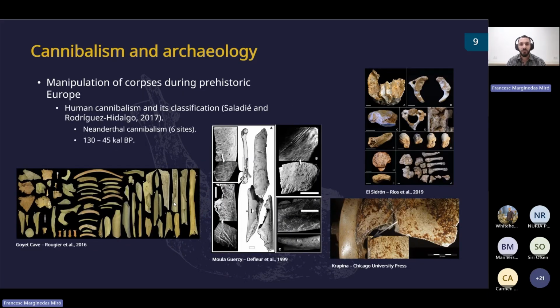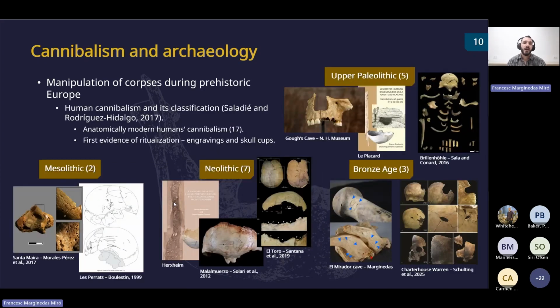A second stage involving cannibalism among Neanderthals, with a total of 6 cases dating from 130,000 to 45,000 years ago. And finally, a third stage with the anatomical modern humans, that is Homo sapiens. This stage consists of 17 sites: 5 from the Upper Paleolithic, 2 from the Mesolithic, 7 in the Neolithic, and 3 in the Bronze Age.